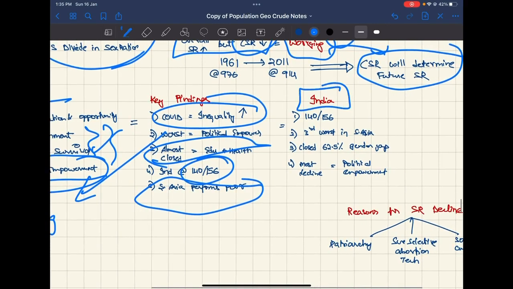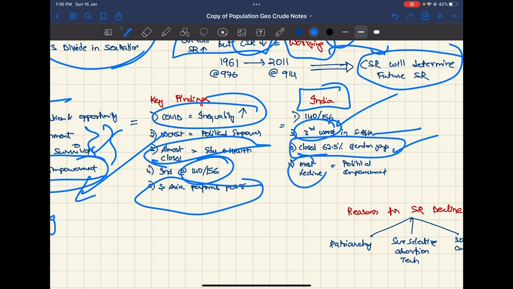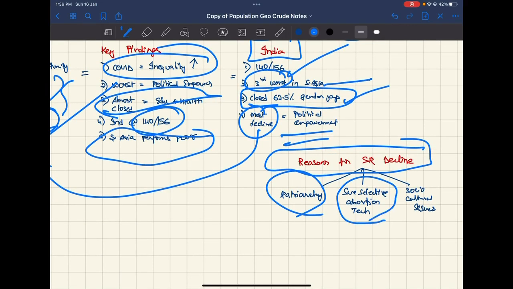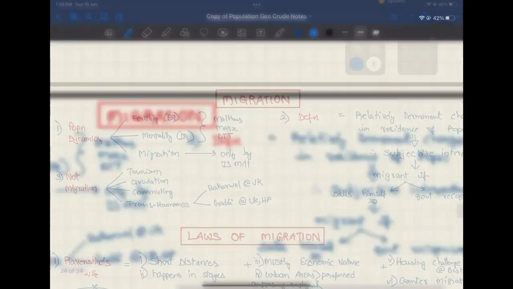So coming to India statistics, India is 148th rank. It is third worst in South Asia. India closed 62.5% of the gender gap. The worst is political empowerment. Now let's see some reasons for sex ratio decline, which are patriarchal mindset, sex selective abortion technology, and socio-cultural issues.